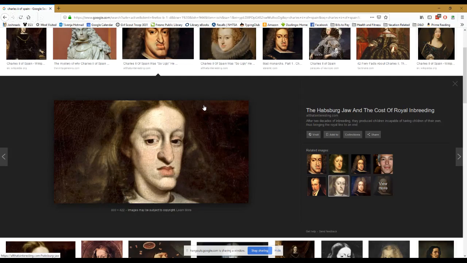Remember, that guy is related. He is, he's a Habsburg technically. And Louis is like, yeah, you know, we'll get rid of that guy.